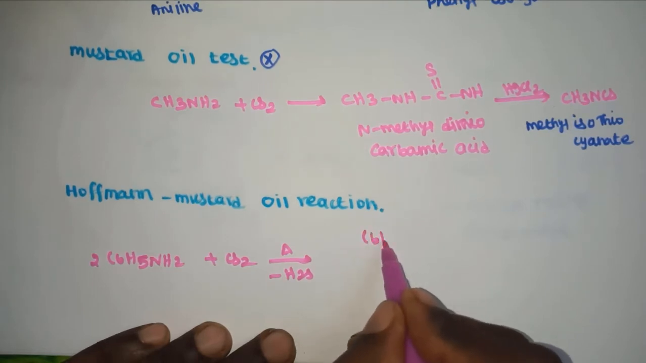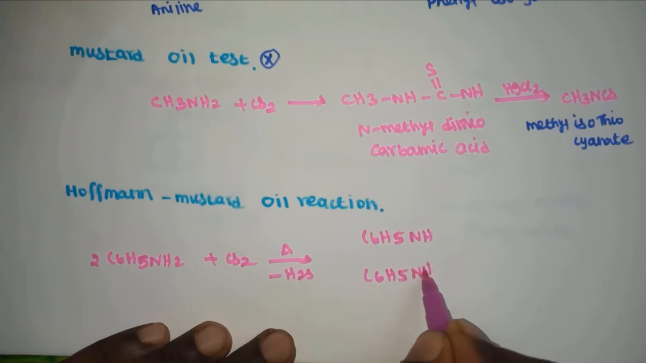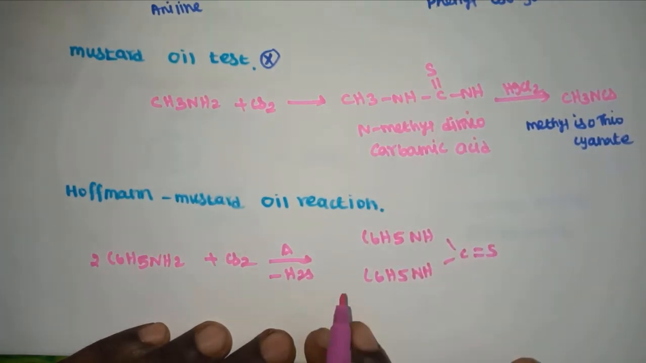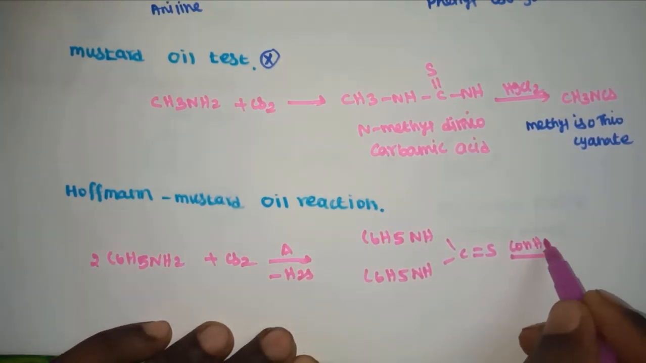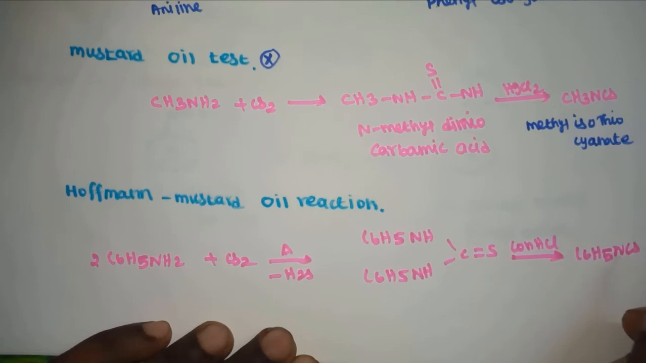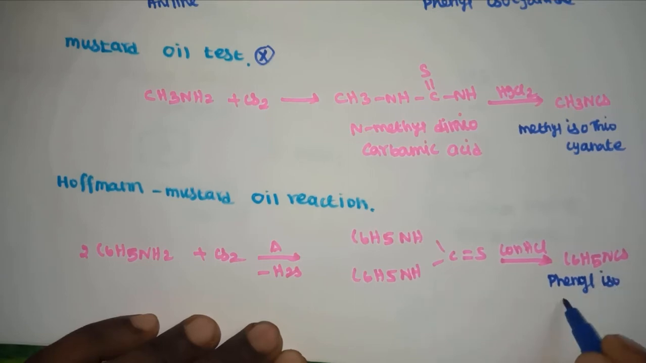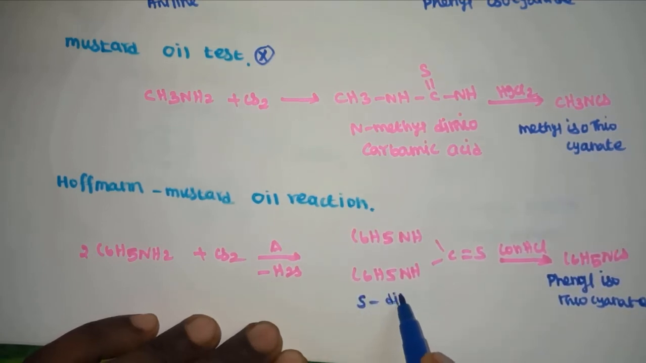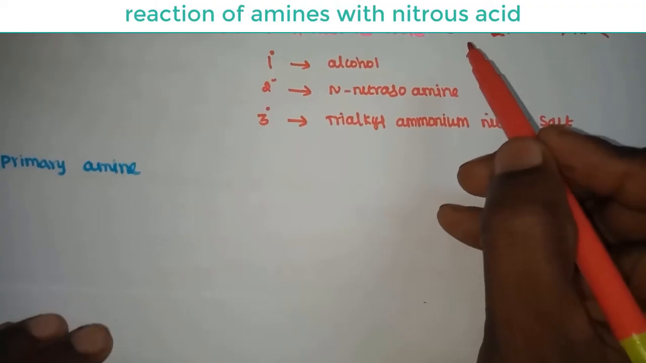C6H5NHC(=S)NHC6H5. The name of this compound is s-diphenyl thiourea. This on treatment with concentrated hydrochloric acid forms C6H5NCS. This is phenyl isothiocyanate. This is s-diphenyl thiourea. Next one is the reaction with nitrous acid.